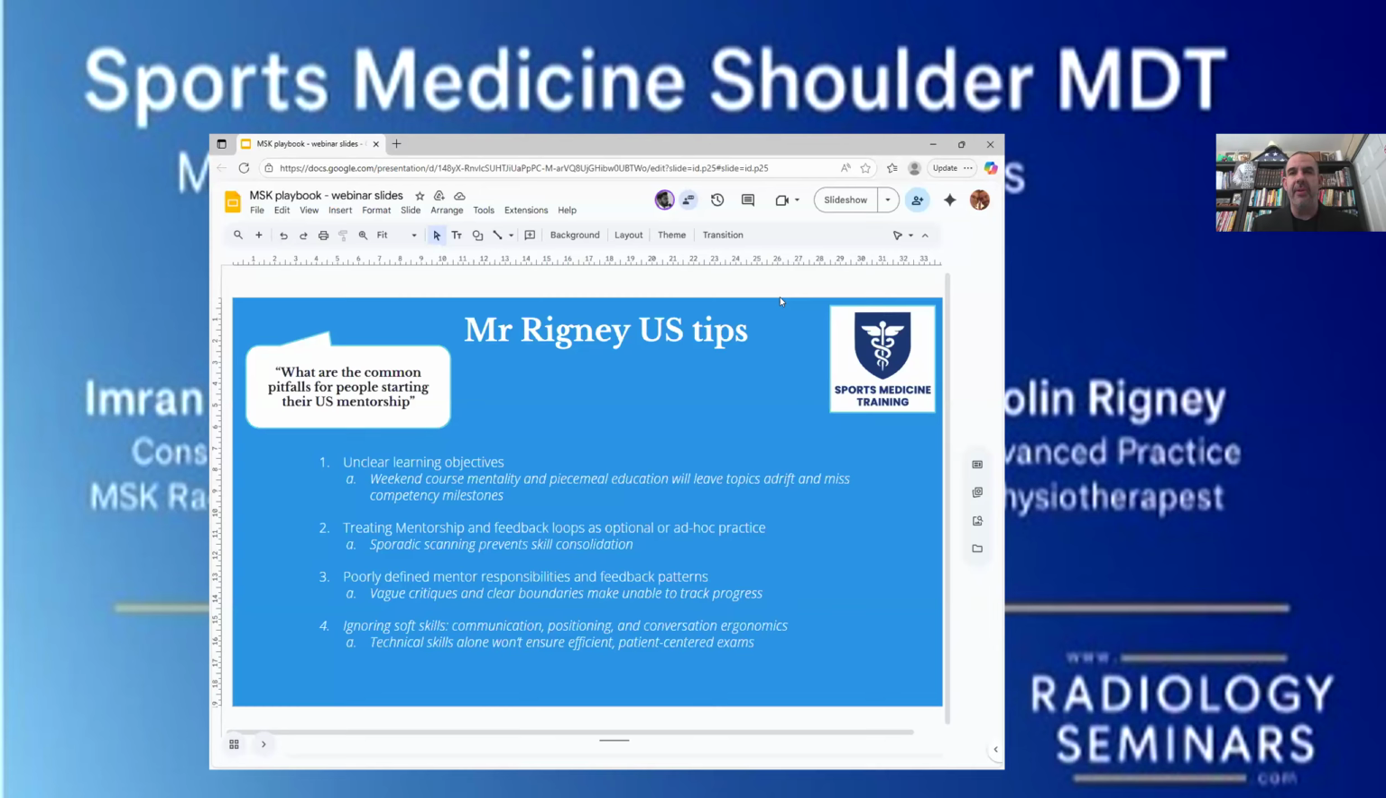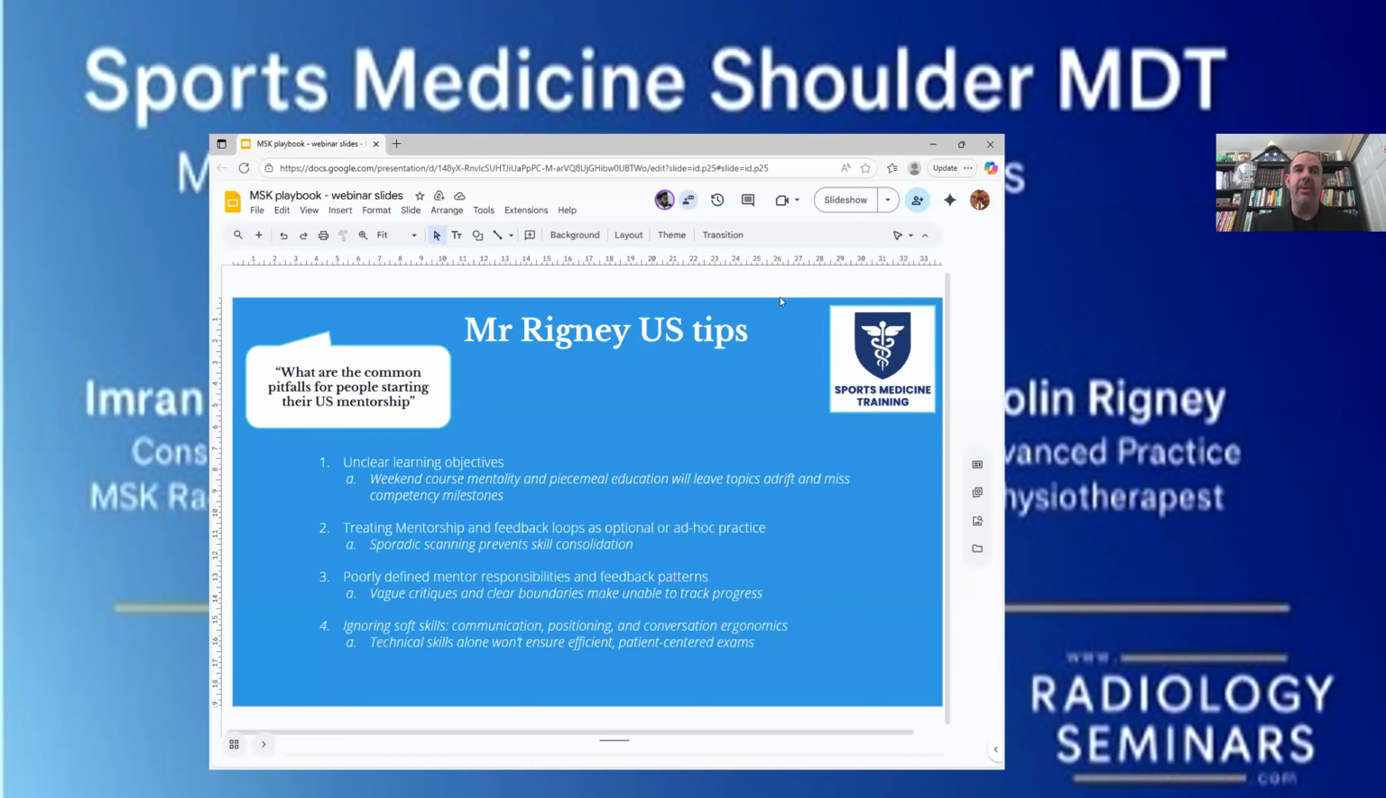So some common pitfalls that I just shared here. There has to be clear learning objectives. If learning objectives are unclear, the weekend course mentality, the piecemeal education, it's going to leave you adrift, and you're not going to have clear competency milestones. You can't treat mentorship and feedback as optional or piecemeal ad hoc.